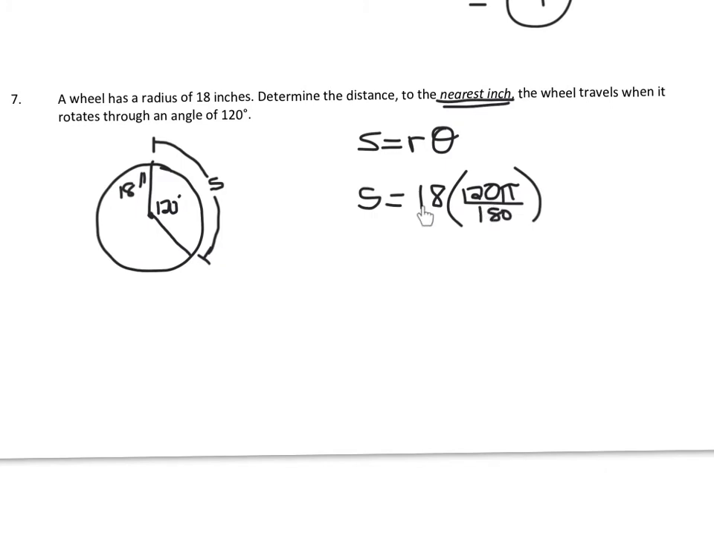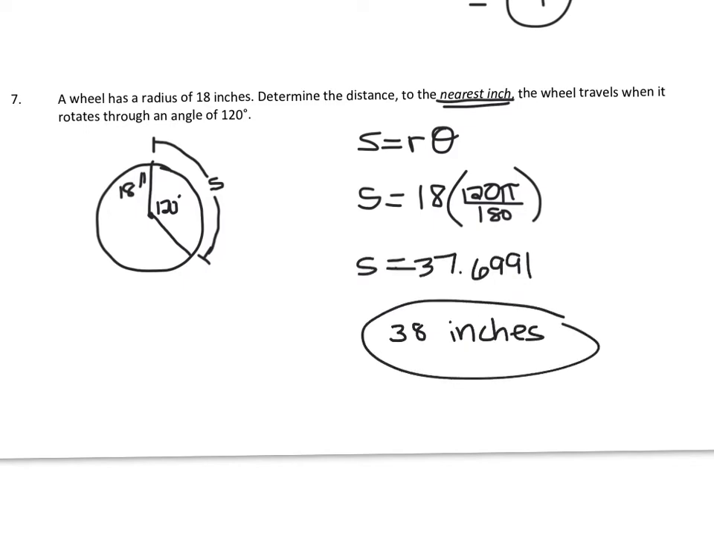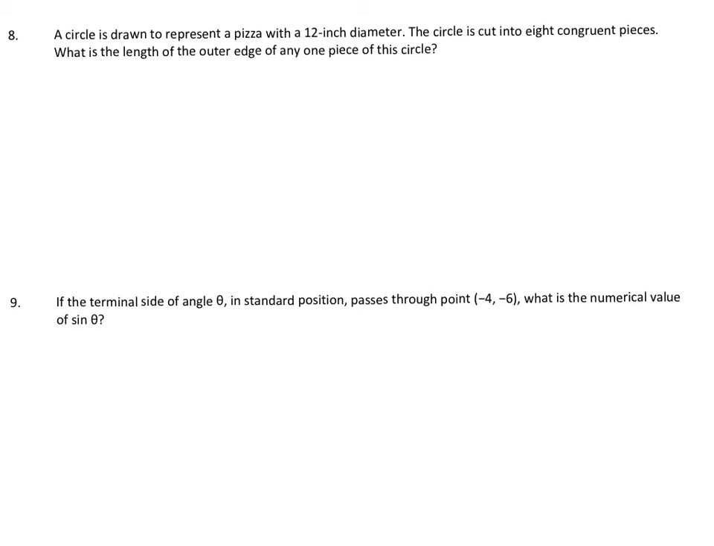Okay, so when you plug in 18 times 120 pi over 180, it gives us S to be like 37.6991. So to the nearest inch, that means the nearest whole number, which would be 38, and the units would be inches. And don't forget to put your units, okay? You don't want to just leave it at 38. Always put those units.